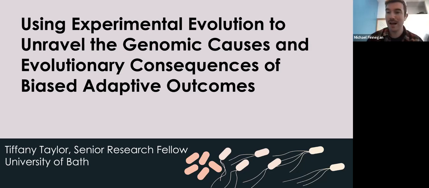Hi, everyone. Today I have the pleasure of introducing Tiffany Taylor. Tiffany Taylor completed her PhD in Evolutionary Ecology of Dispersal at the University of Oxford under the supervision of Angus Buckling. She then went on to do a postdoc at the University of Reading, after which she did a short university teaching fellowship, and she is now a Royal Society Dorothy Hodgkin Research Fellow in the Milner Centre for Evolution in Bath. So I'll give you the floor, Tiffany.